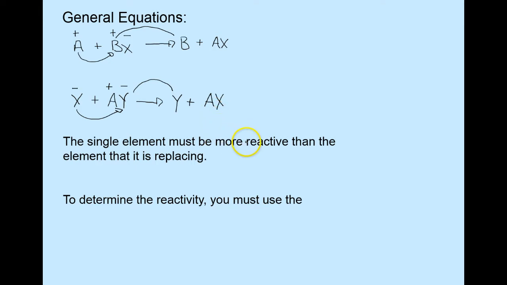Now, the clincher is the single element has to be more reactive than the element it's replacing. That is, A has to be more reactive than B. X has to be more reactive than Y. And how do you know? To determine the reactivity, you must use what is called the activity series of the elements. I gave a handout in class, but you can also find this handout on my website. So go to the website and look under the reference section.